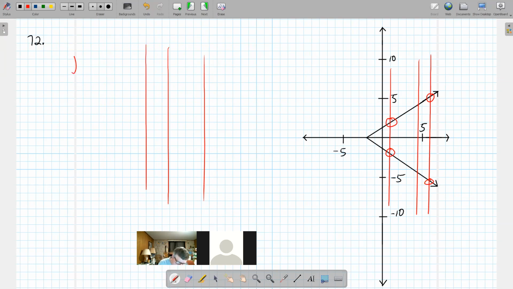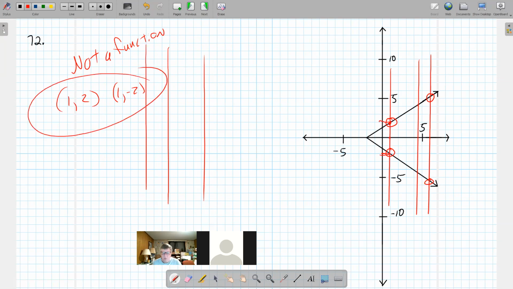So this is not a function because it fails the vertical line test. So we're going to list two ordered pairs where you have the same x value going to two different y values. When x is 1, y is 2. When x is 1, y is -2. So that violates the idea of a function.